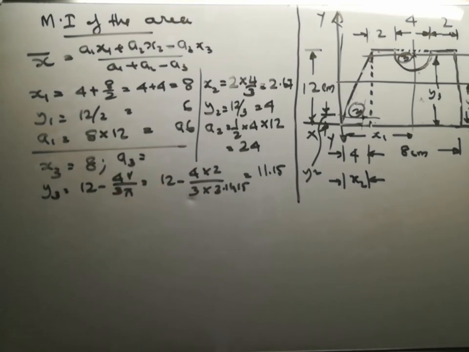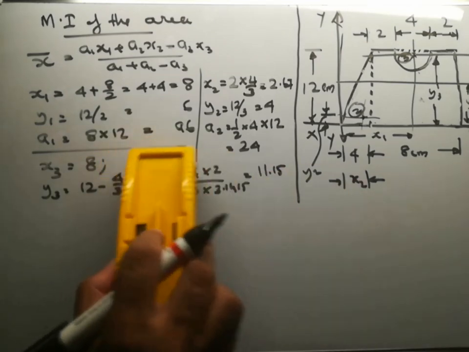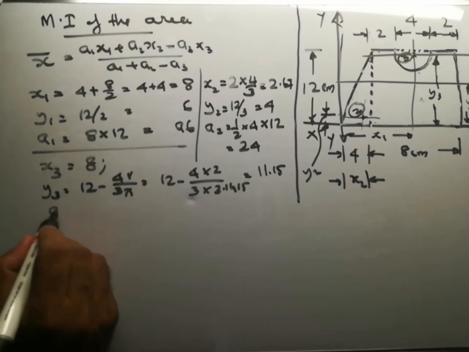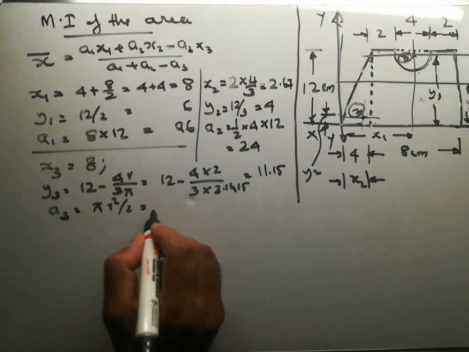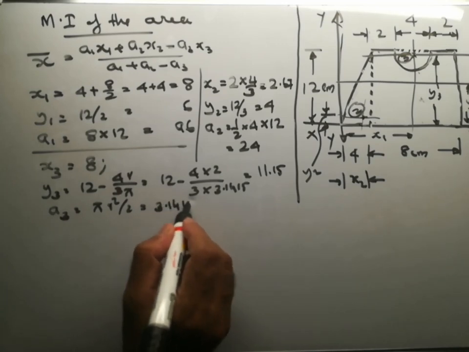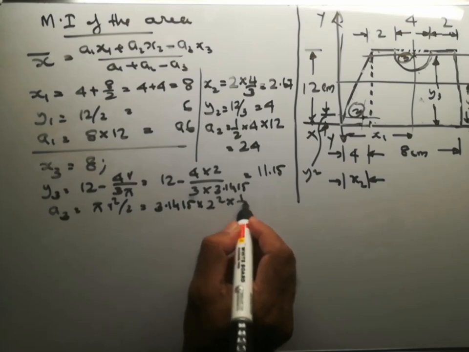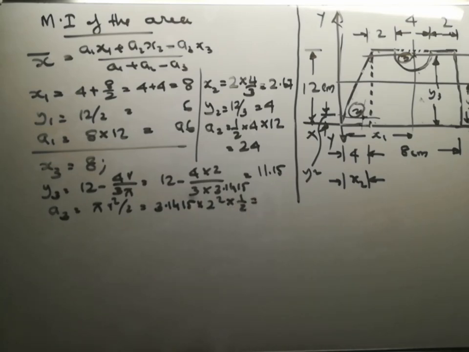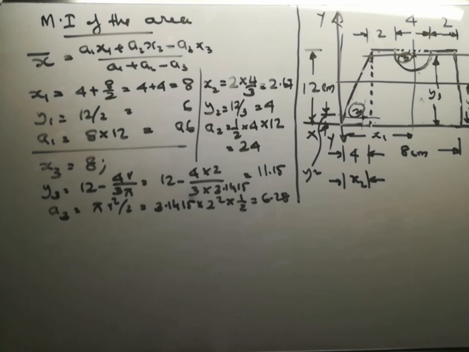And I will write the a3 here. a3 is equal to pi r square by 2. There is not much space, so I will write it here. a3 is equal to pi r square by 2, which is 3.1415 into r square, that is 2 square, into 1 by 2, and that is equal to a3 is 6.28 centimeter square. All dimensions are in centimeters.